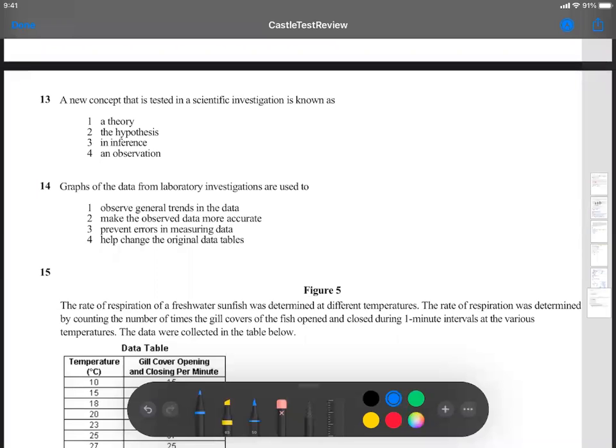All right, let me hear from Victoria, please. I got 2 for this question because usually any concept that's being tested in an experiment is a hypothesis that they've created after doing research based on a question. Beautiful answer, right? Your hypothesis is what you are testing in your experiment. So that is the answer.